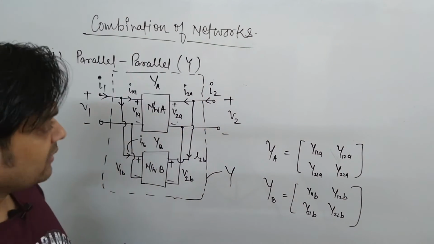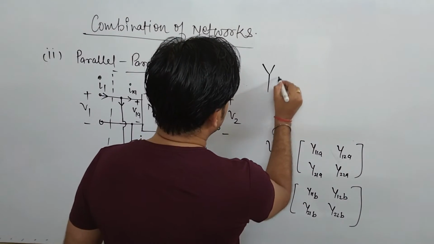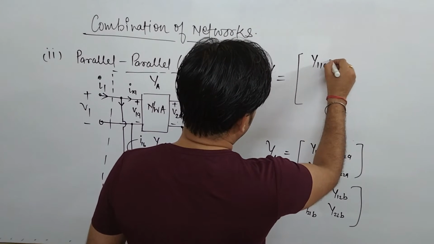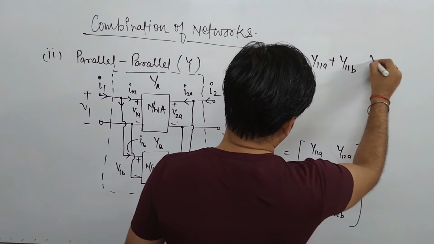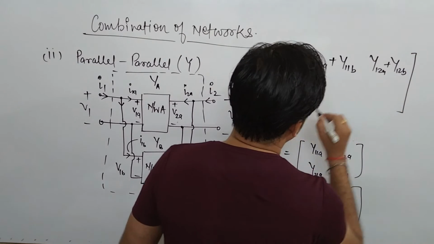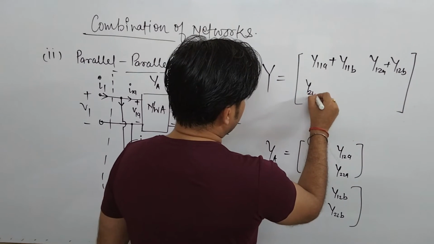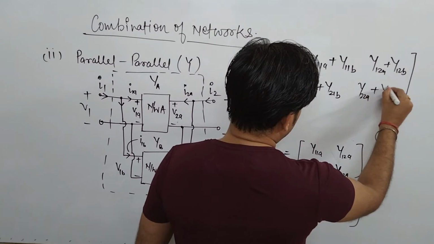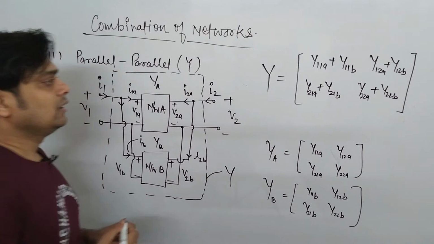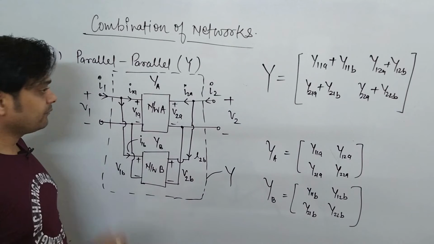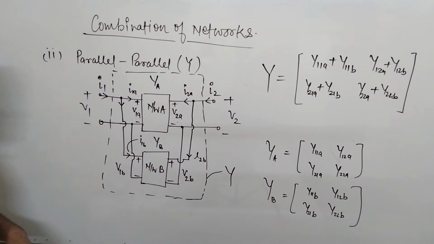So the complete Y parameters, you can say Y will be what? It is the sum of Y1A plus Y1B, it is Y21A plus Y21B. So this is the Y parameter of two networks when they are connected in parallel form. Okay, you will find such type of questions will definitely come.